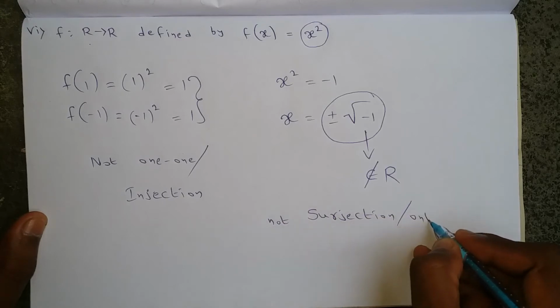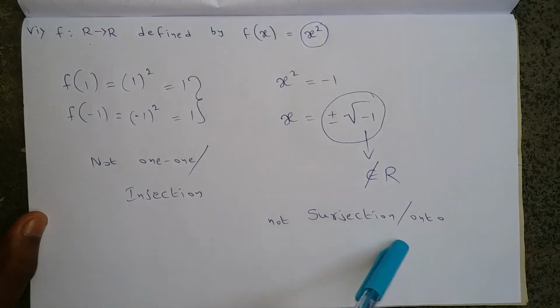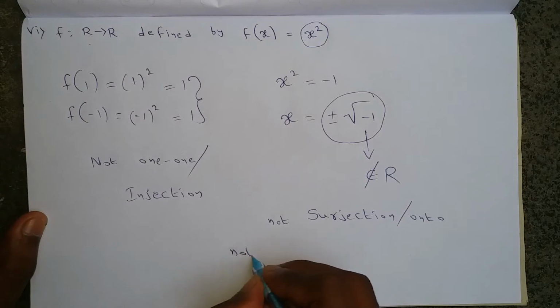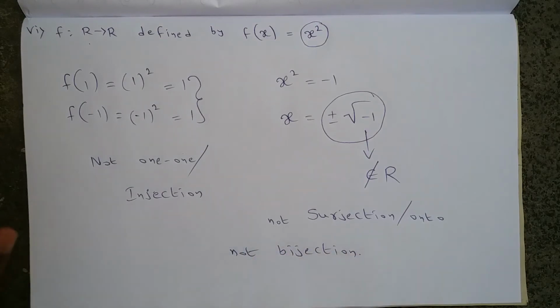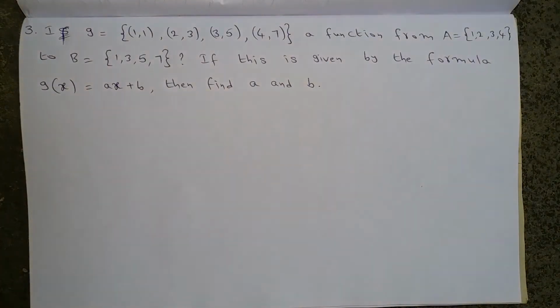or onto. It is not a 1 1 function, it is not a surjection, then obviously it is not a bijection. Okay, let's move to the next question.